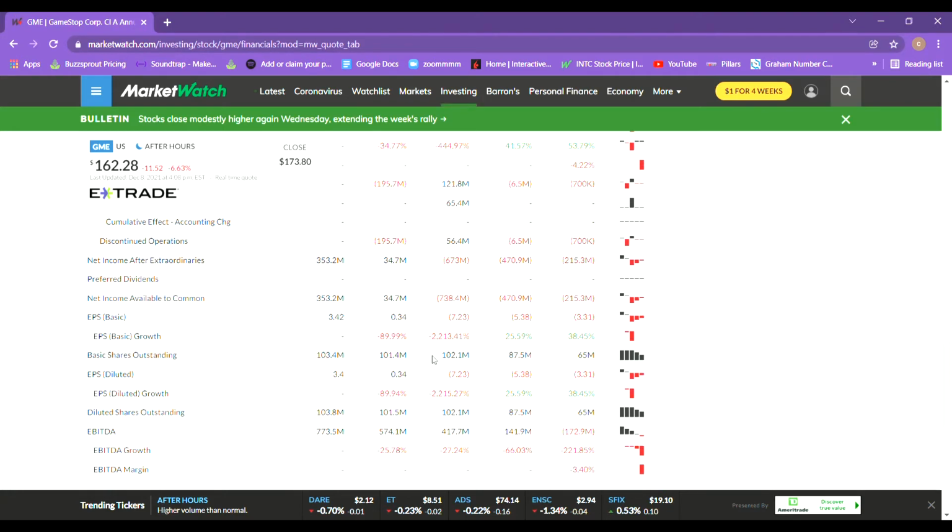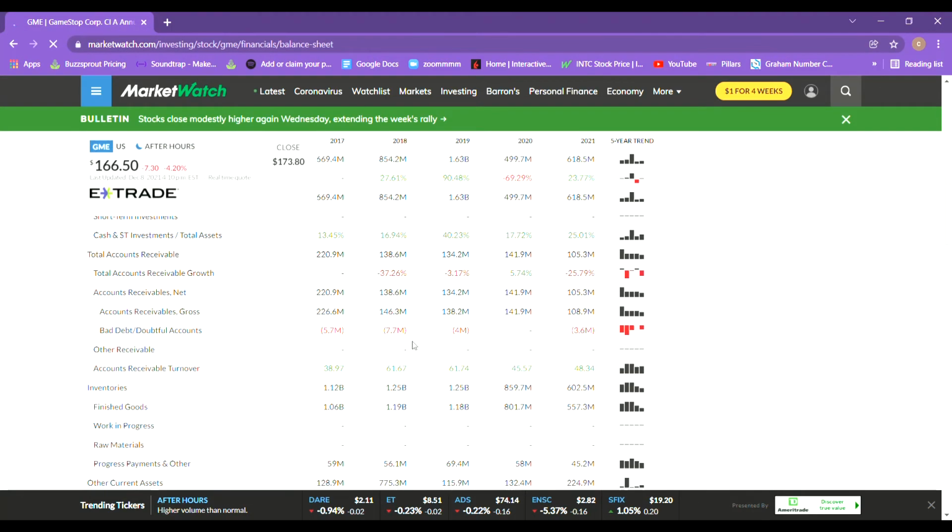The last thing to look at on the income statement is the shares outstanding. So this is something you want to see decrease. The more it goes up, the less your shares are worth. So as you can see, it's been going down drastically, which is actually great to see. They started at 103.4 million and managed to lower it down to 65 million.